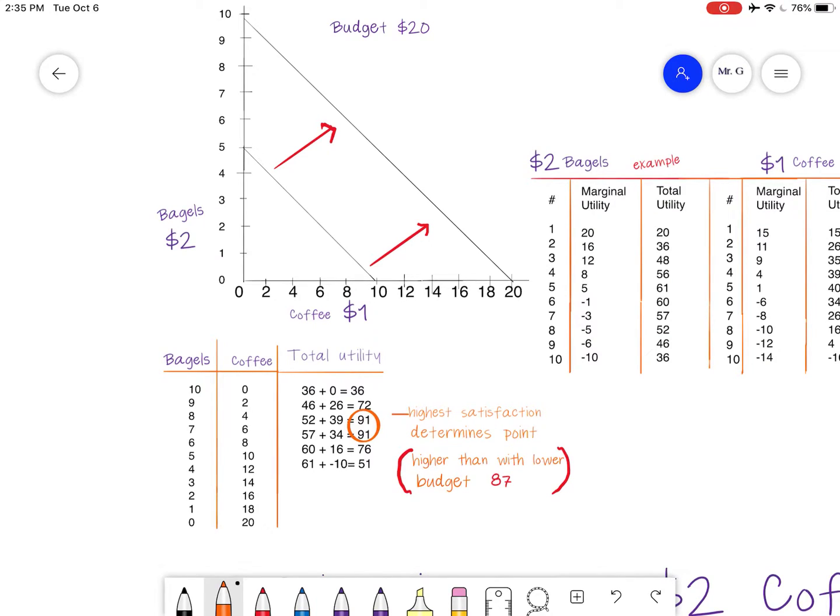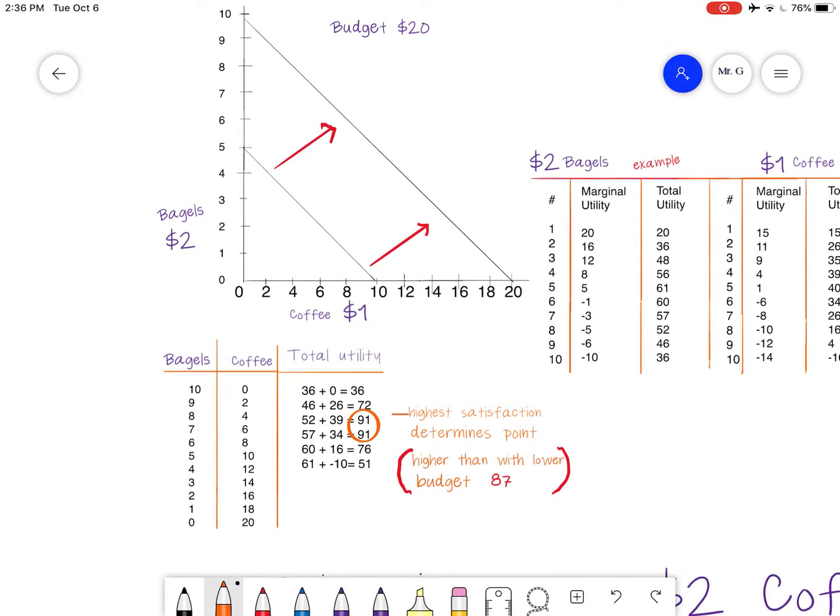Then we go into 8 bagels and 4 coffees. Well, 8 bagels gives us a total of 52 utility, and 4 coffees gives us a total of 39 utility. So if we look at this option, we're left with 91. You can see that the next option happened to give us the same amount. So both of those options would give us the maximizing amount of utility in this case because they're both the same amount. They're both the highest amount. After that, it starts going down.